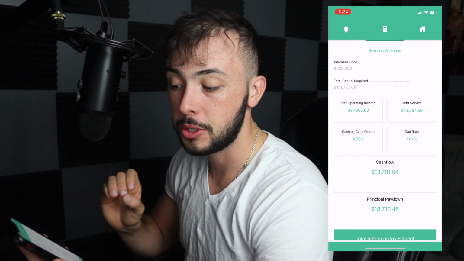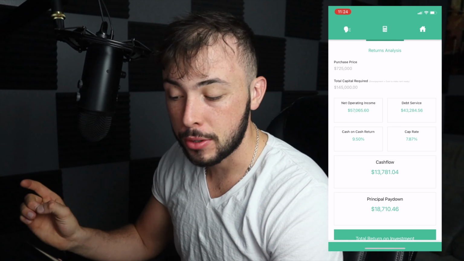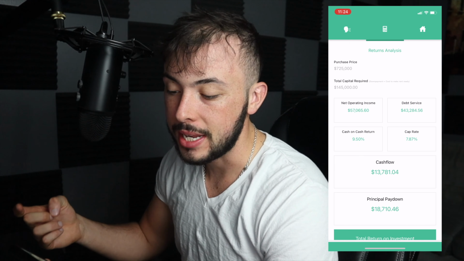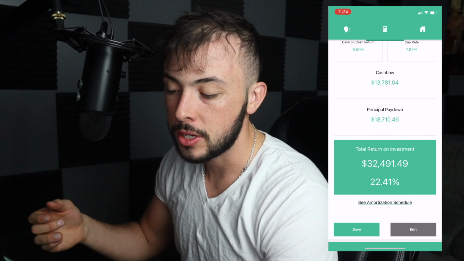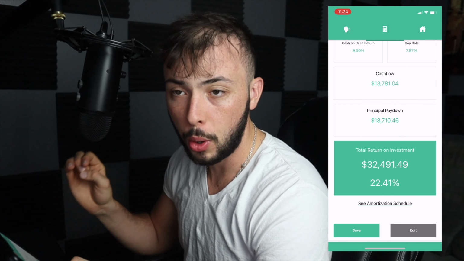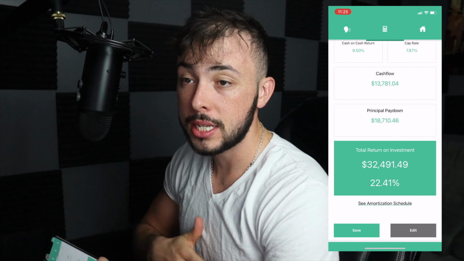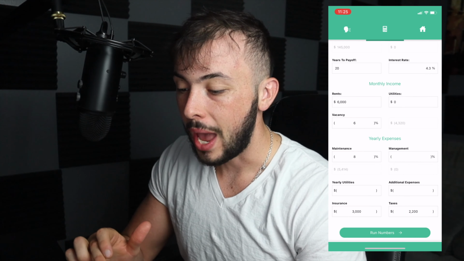You can see the cash on cash return now is 9.5%, so much better. The cash flow is $13,781 a year. Principal pay down stays the same, and you can see the total return on investment is 22.41%. So this is just one way that I like to analyze all my numbers when investing in these different types of properties. It's a very simple process that I like to just kind of do.